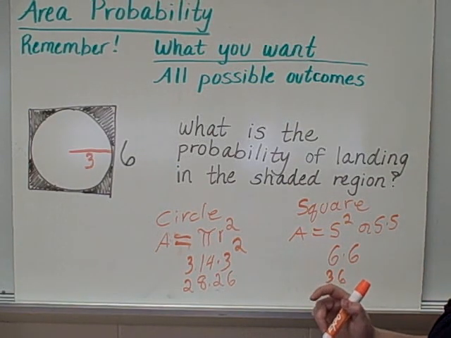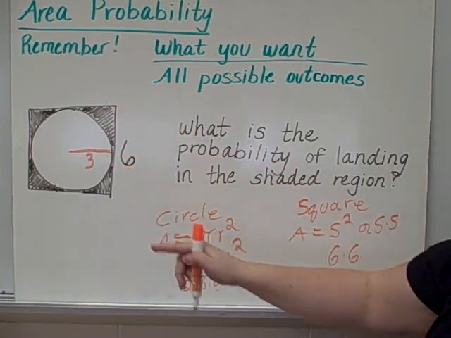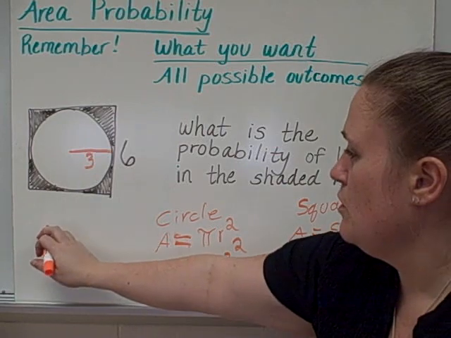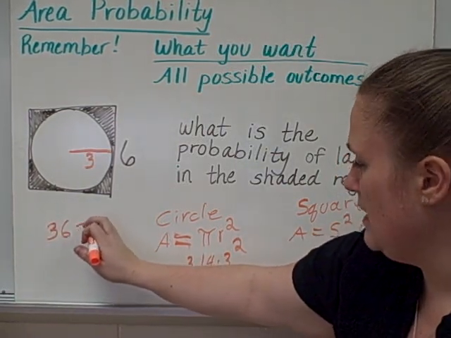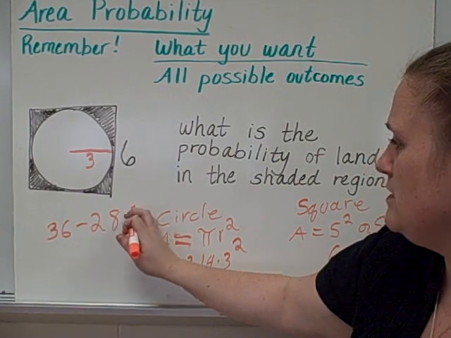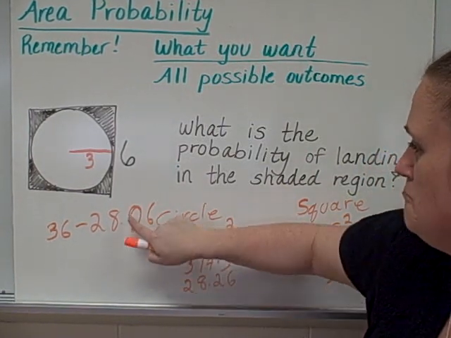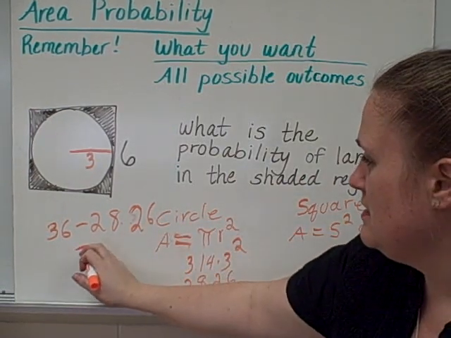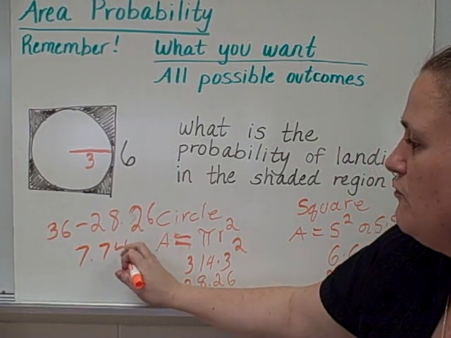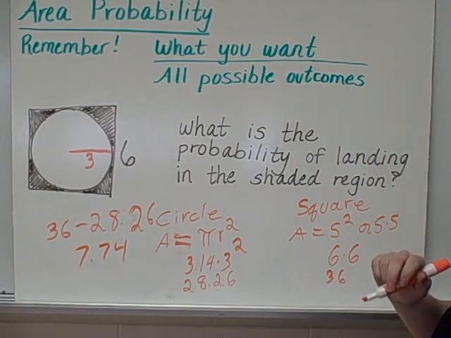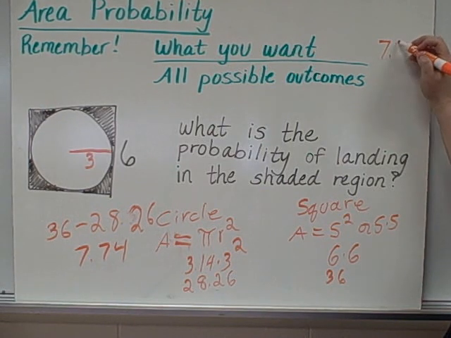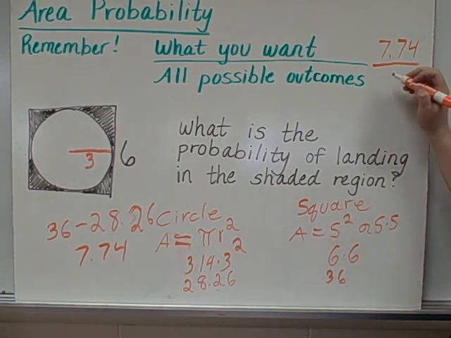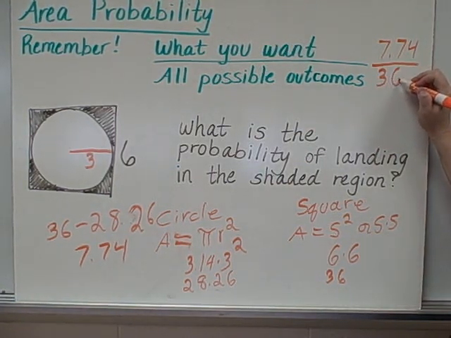Now all we have to do is find the shaded area, which is the square minus the circle. So 36 minus 28.26, and we get 7.74, okay? So it's what we want, the 7.74 over the total area, which is the 36.